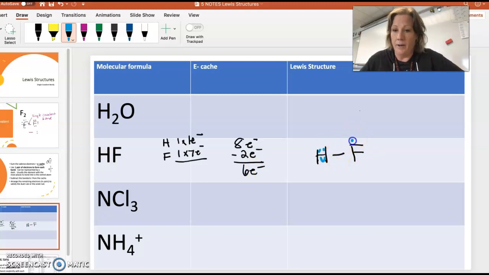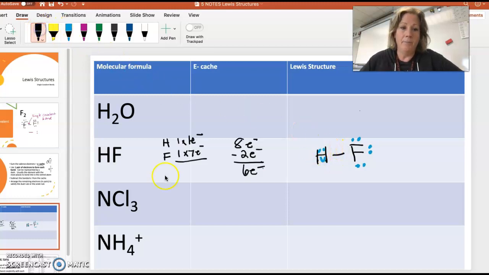And fluorine's much bigger. So I would add 2, 4, 6. I just placed those 6 electrons around. So now fluorine has 2 here, 4, 6, 8 valence electrons. It has an octet. Hydrogen has 2. Notice how they're both able to count these electrons that they're sharing, and everyone is stable.